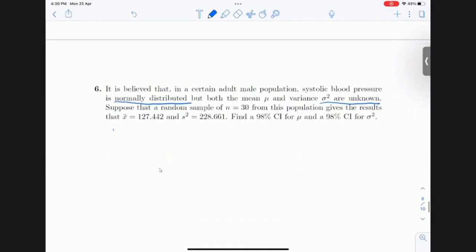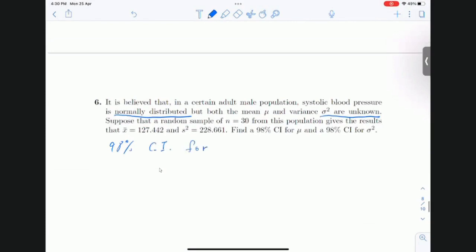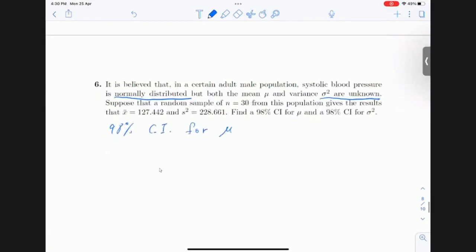So for a 98% confidence interval for the mean, you use this formula. In this formula, the sample mean is given. The sample standard deviation is also given because we have the sample variance here. The sample size n is equal to 30. So what we need to do is to find out this quantity.